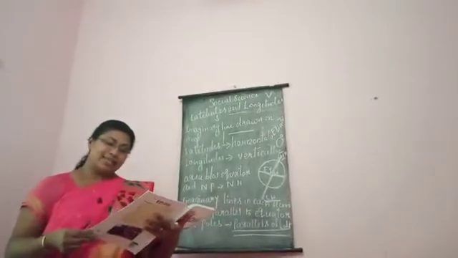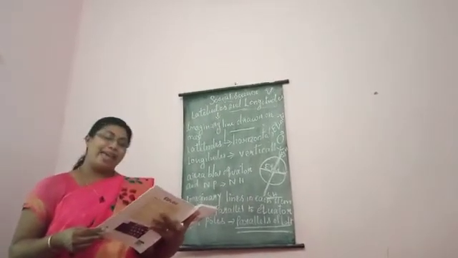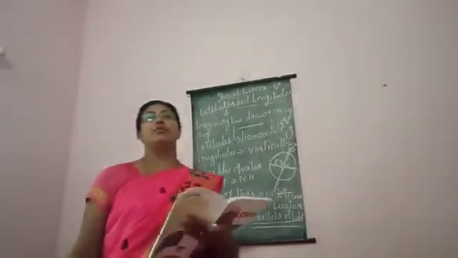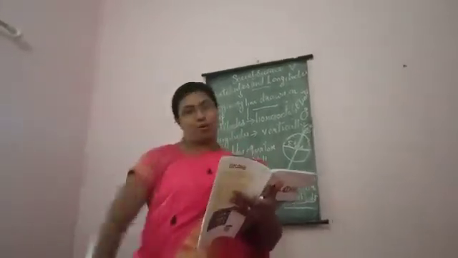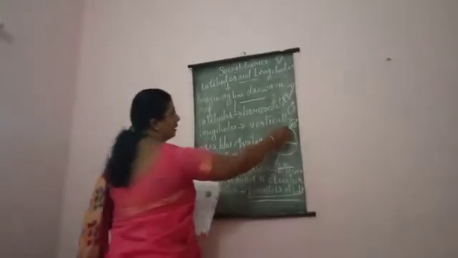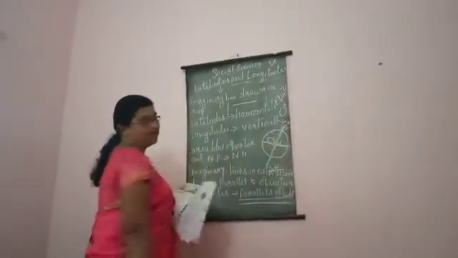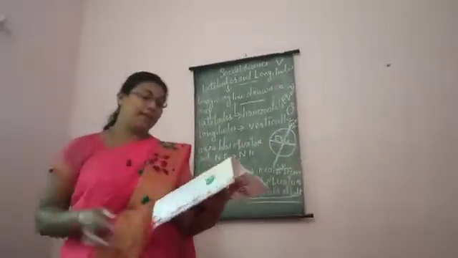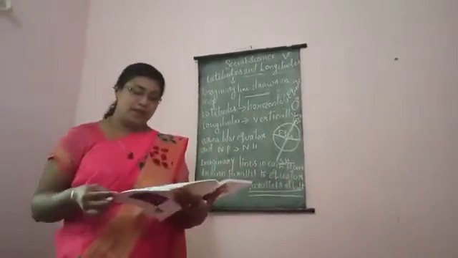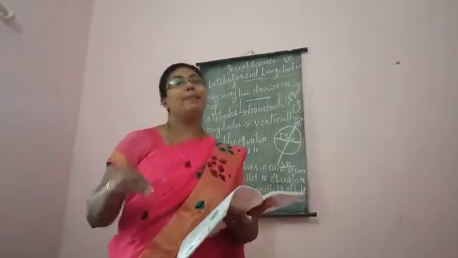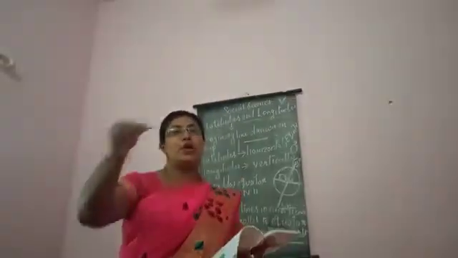And my dear children, the next thing is that the equator and the parallels of latitude are circular since the earth is round. We all know that the earth is round. So the equator and the parallels of latitude are also circular.